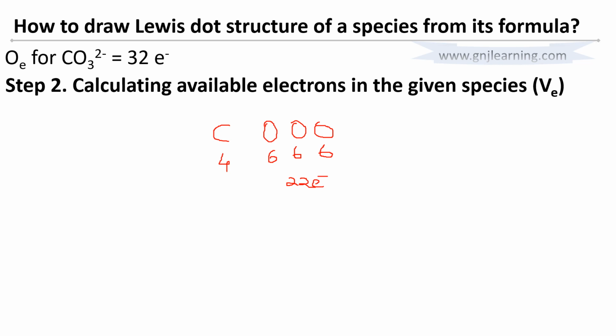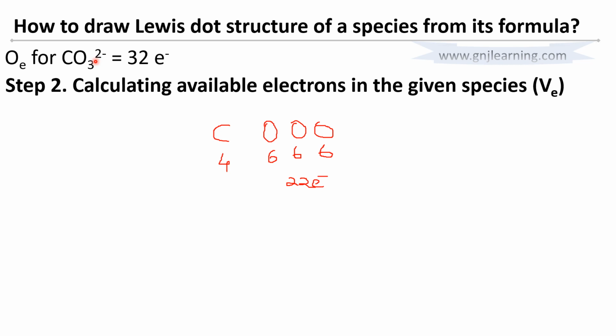6 plus 6 plus 4 is equal to 22 electrons. And if you are looking at the species, apart from these atoms, we have an additional 2 minus charge. So apart from these valence electrons, I have an additional 2 electrons.